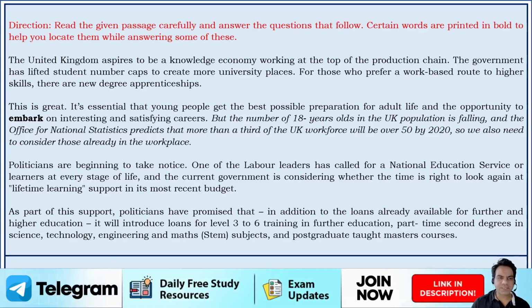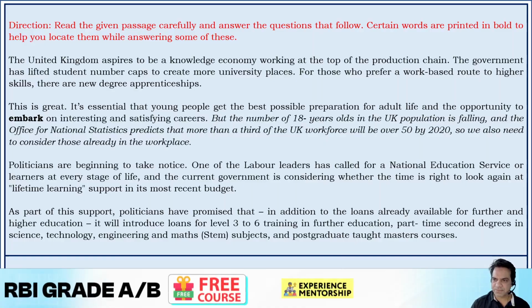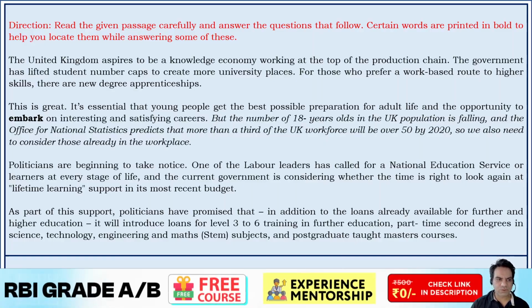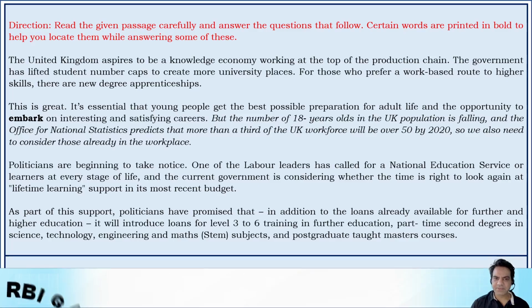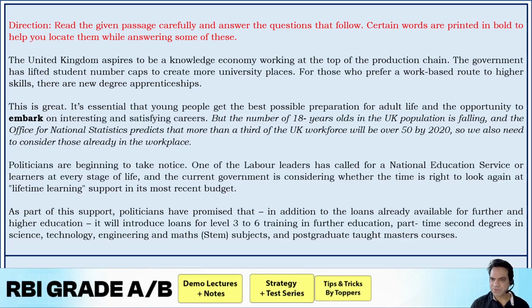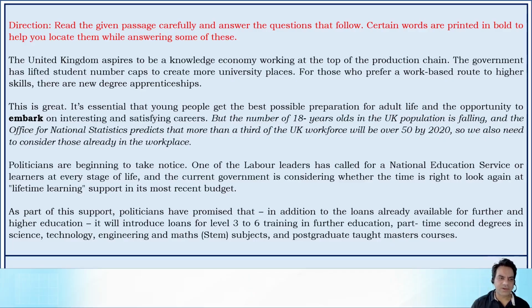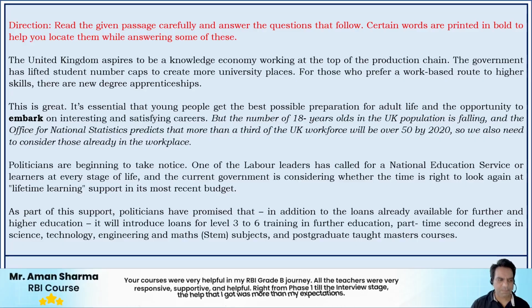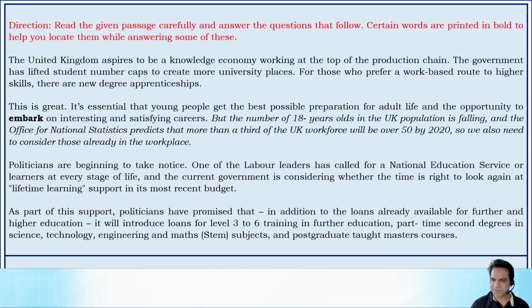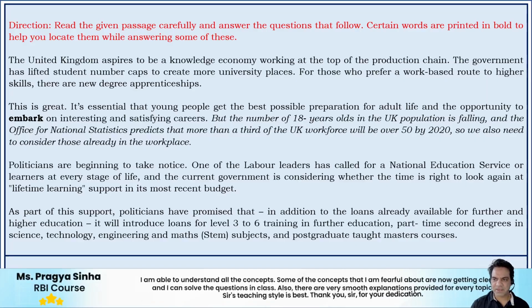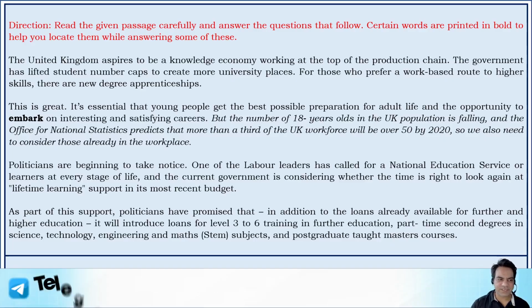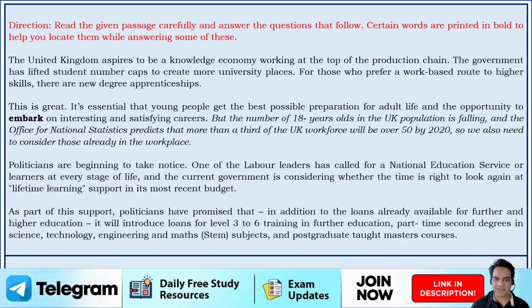The United Kingdom aspires to be a knowledge economy working at the top of the production chain. The government has lifted student number caps to create more university places. For those who prefer a work-based route to higher skills, there are new degree apprenticeships. Okay, this is great. It's essential that young people get the best possible preparation for adult life and the opportunity to embark. Embark means to start, to initiate on interesting and satisfying careers.